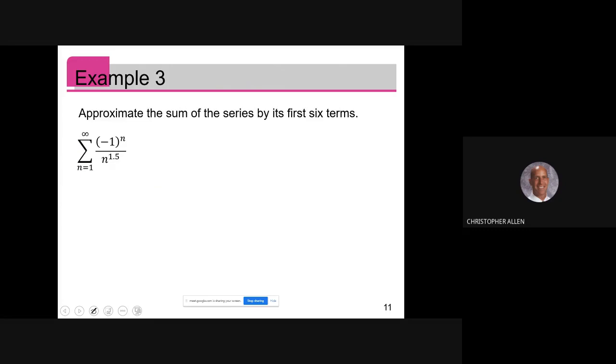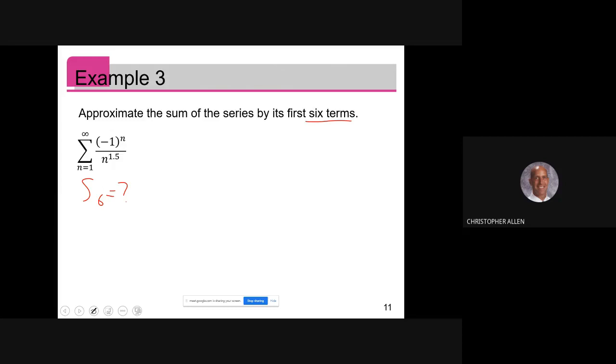So let's go ahead and look at an example here. It says, approximate the sum of this series by its first 6 terms. Now, would you guys do me a favor? Would you get your calculators going? If you don't have your calculator, it's okay. But in a minute, I'm going to ask you, and hopefully you'll already have it done, so it's no surprise.